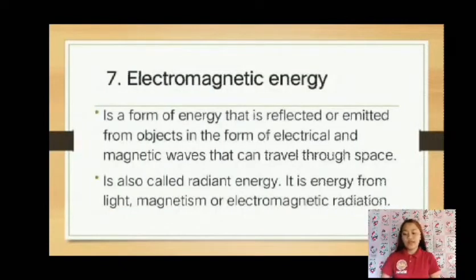Electromagnetic energy. Electromagnetic energy is also called radiant energy. It is energy from light, magnetism, or electromagnetic radiation. It is a form of energy that is reflected or emitted from objects in the form of electrical and magnetic waves that can travel through space. So, electromagnetic energy is a flow of energy at the universal speed of light through free space or through a material medium in the form of electromagnetic waves such as radio waves, visible light, and gamma rays.